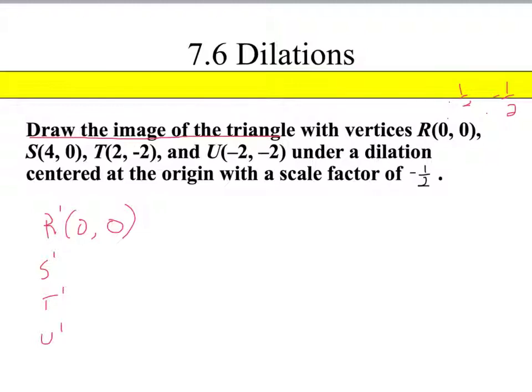Now, if you look at S prime, you do the exact same thing as we did for R prime. You take that negative half, that scale factor, and multiply it by your coordinates. So 4 times a negative half is negative 2, and we already know 0 times a negative half is 0. Moving on to the next point, you just keep multiplying. You now have negative 1, 1. And last but not least, you would end up with 1, 1.